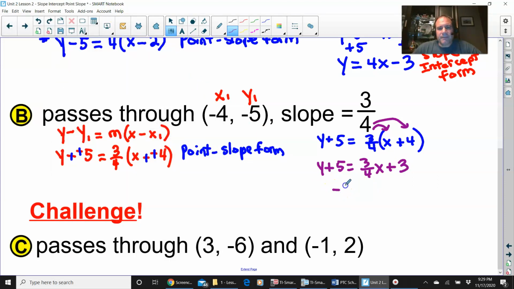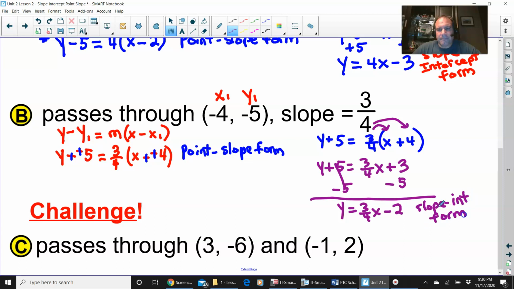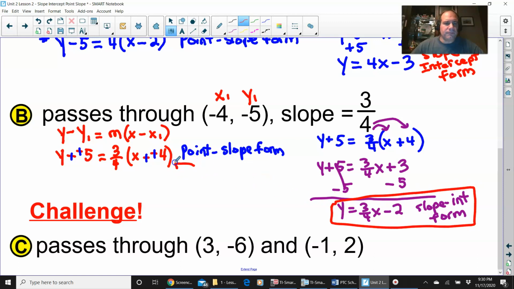All right, one more step. Minus 5. Minus 5. We're almost at slope intercept form. 3 minus 5 is negative 2. This is slope y-intercept form. This is point slope form.